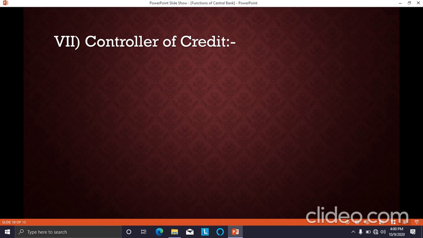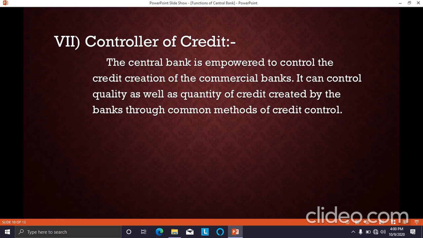Now, the next function of central bank is controller of credit. Central bank controls the credit. So what credit has to be given, how much credit has to be given by these commercial banks, everything is to be controlled by the central bank. Central bank will have a control over it. Central bank is empowered to control the credit creation of the commercial banks. So central bank can control quality as well as quantity of the credit which has to be created in the economy by the banks.